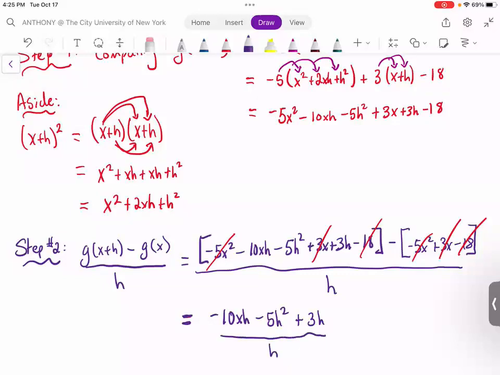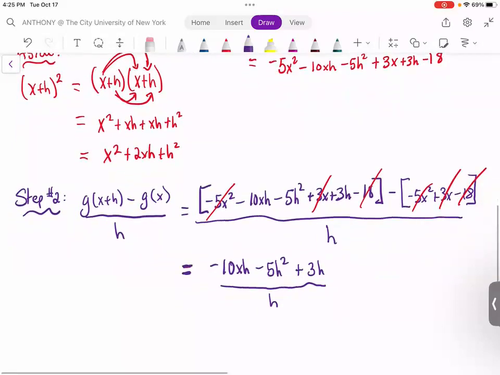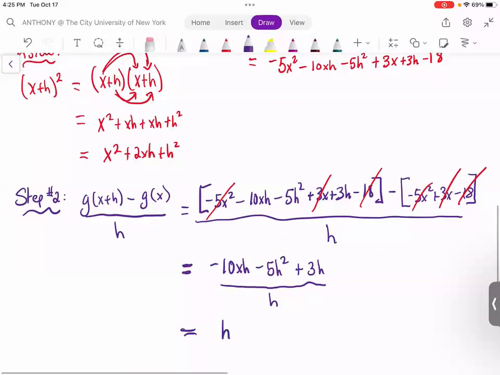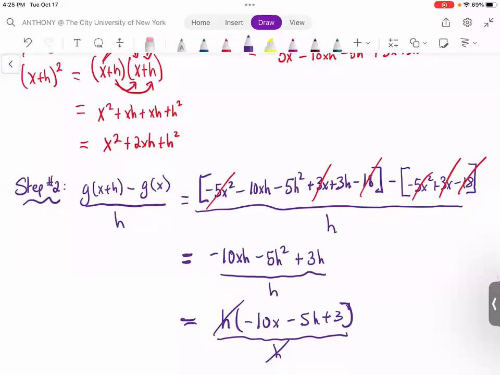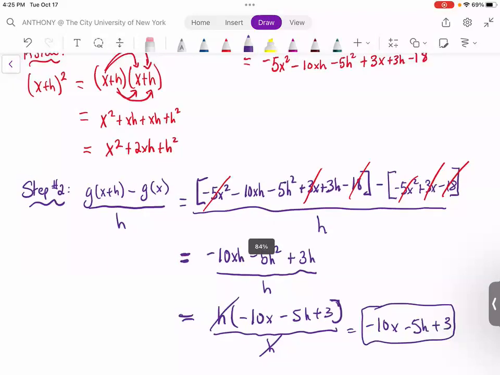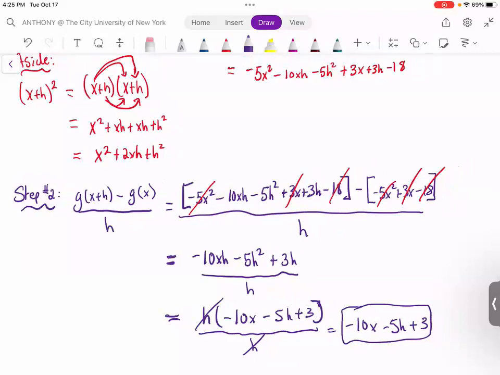Alrighty. Now what can I do? I did the difference part. Now we do the quotient. Quotient is just another way of saying division. You could factor the h out first from the numerator and then cancel it out with the h in the denominator. So if I factor the h out from the numerator, this gives us negative 10x minus 5h plus 3 all divided by h. So as long as we say in calculus h is not equal to 0, the h's are canceled, you get negative 10x minus 5h plus 3, and that will be your final answer. All right, so I'm going to zoom out a little bit, and then I'm going to stop this video for questions.